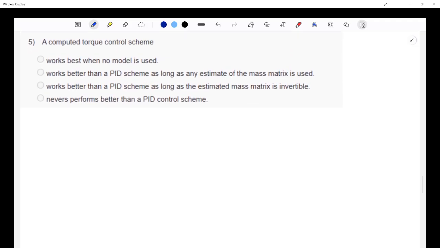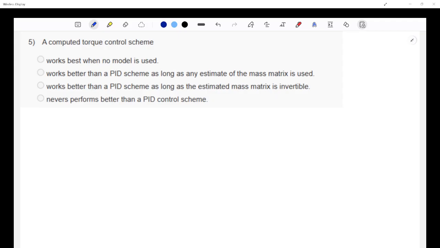Let's move to question 5. A computed torque control scheme works best when no model is used. Works better than a PID scheme as long as any estimate of the mass matrix is used. Works better than a PID scheme as long as the estimated mass matrix is invertible. Never performs better than a PID control scheme. So this is a subtle question, I think.